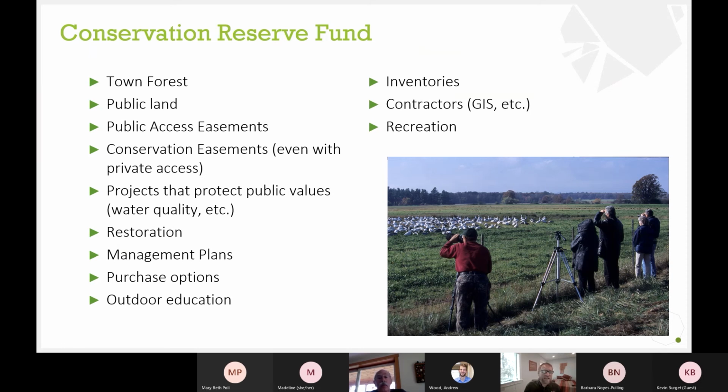But those reserve funds can be used for a whole host of conservation-related activity. And I stress the land purchase, but they could be used for restoration or management plans or outdoor education or inventories. So there's all sorts of ways that a town could spend that conservation reserve fund. So I'll certainly recommend that you take a look at our webinar on this topic as well. Andy did a fantastic job with it.